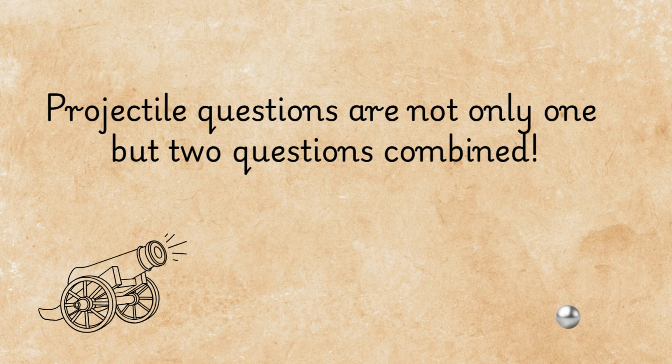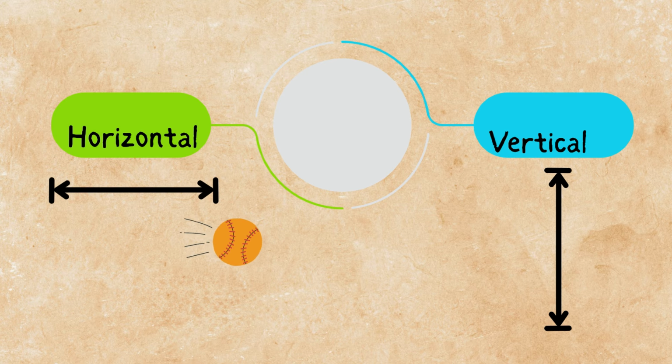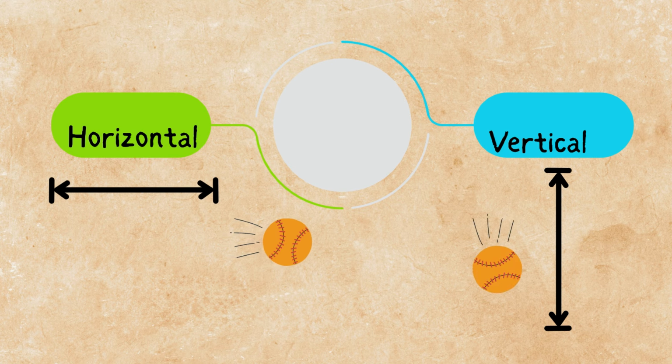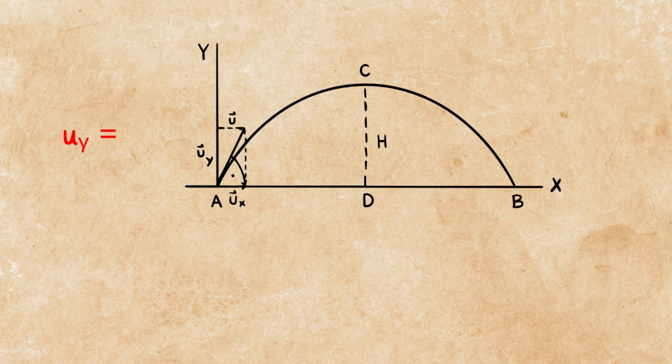It's two questions combined. Let me explain. It's a motion that includes horizontal and vertical motion together. In horizontal motion, we have some kind of equation. In vertical motion, another. They are independent from each other, except time. Time passes the same for both of them.